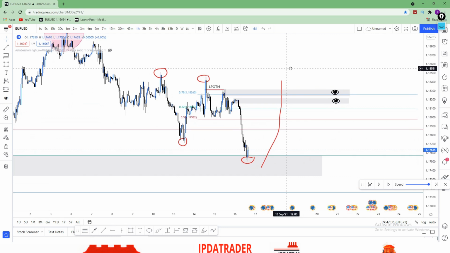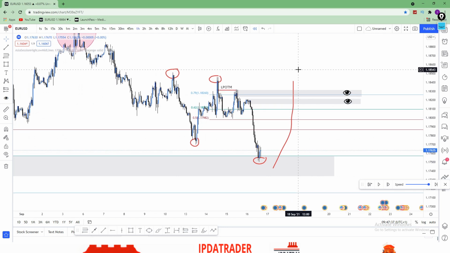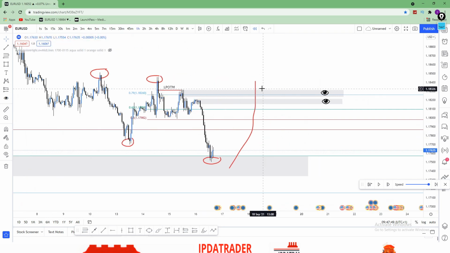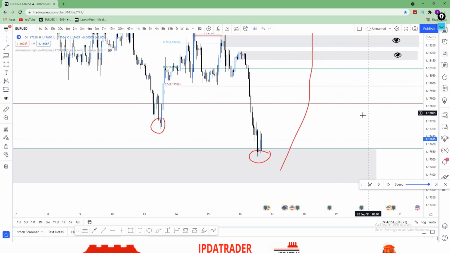However, I don't know. I'm not 100% sure that's going to happen. Hence why I'm just going to be waiting for confirmations and playing with what the structure may be telling me at a particular point in time. So we continue. We can now safely continue, right?